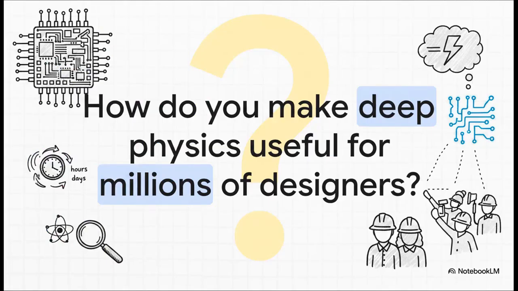Okay, so there's a huge catch here. TCAD is amazing for seeing the physics, right? But a single simulation can take hours, sometimes days. You obviously can't design a chip with billions of transistors like that. It's just way, way too slow. So the big question is, how do you take all this deep physics knowledge and actually make it useful for millions of circuit designers? The answer?